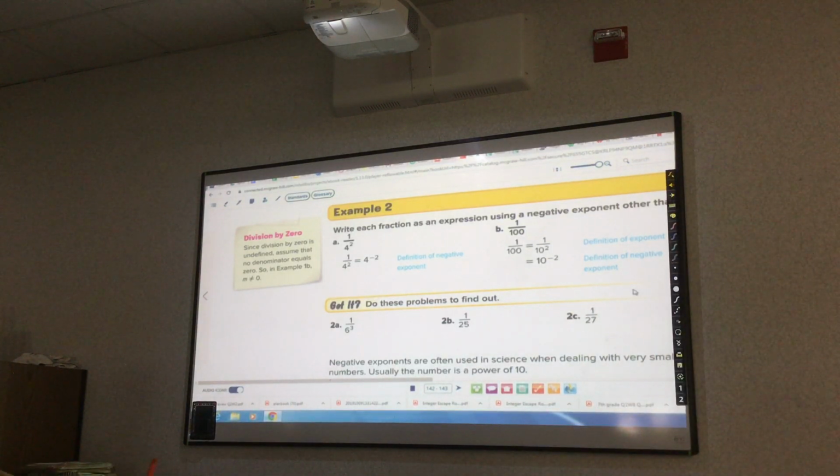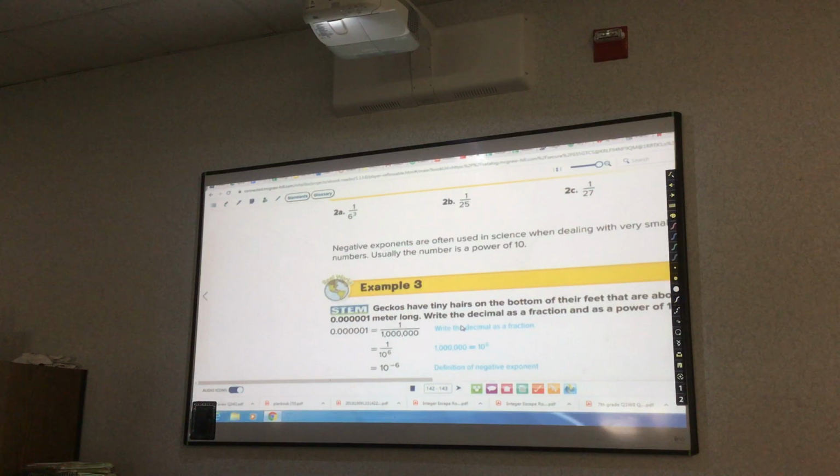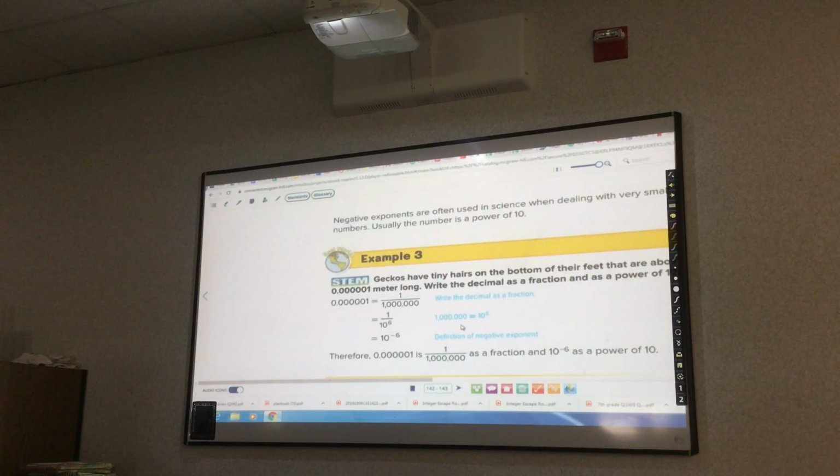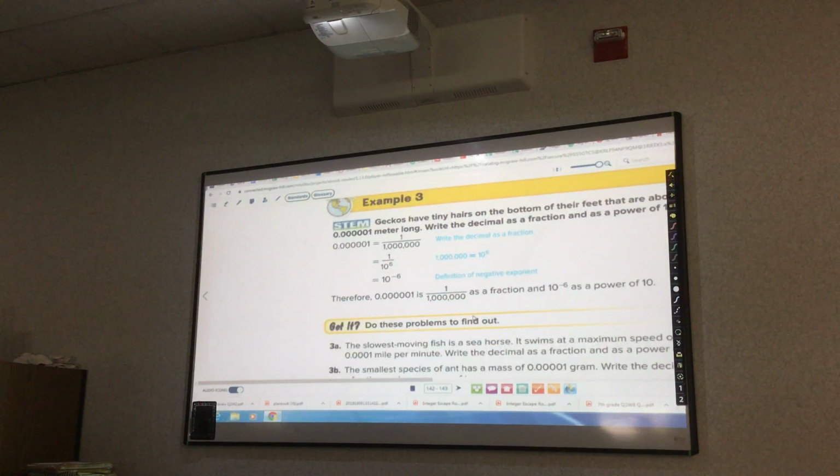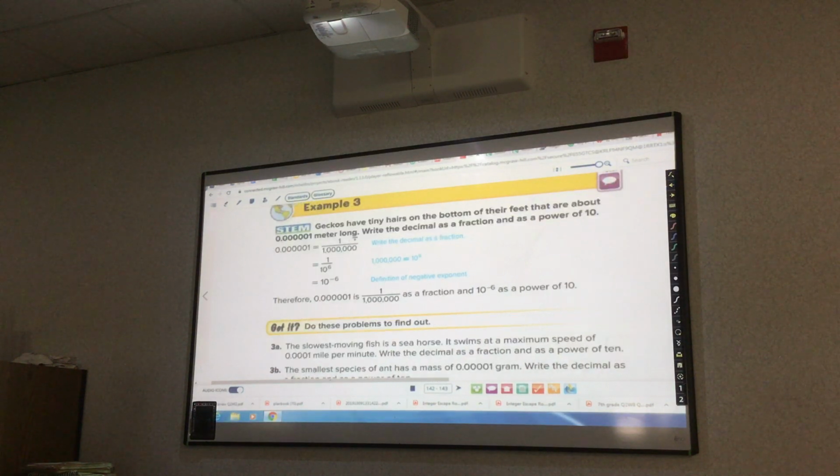Moving on down, it says negative exponents are often used in science when dealing with very small numbers. Usually the number is a power of 10. So we have example 3. Geckos have tiny hairs on the bottom of their feet that are about, this is tenths, hundredths, thousandths, 10,000, 100,000, millions. So it'd be 1 millionth meter long. Write the decimal as a fraction as a power of 10.